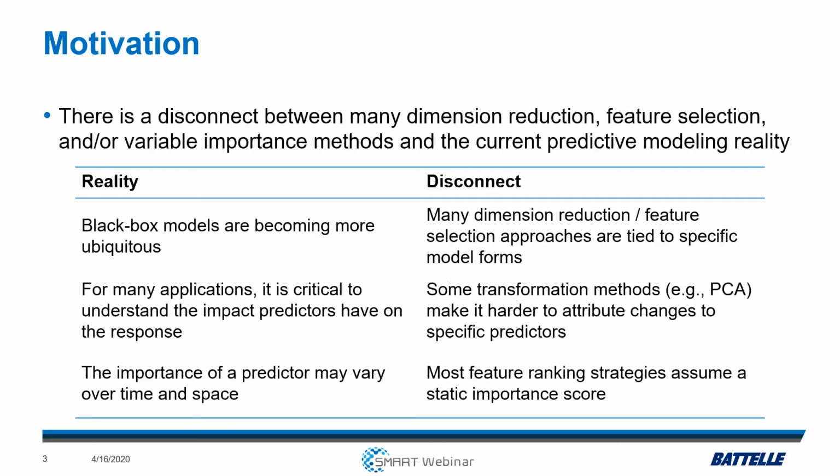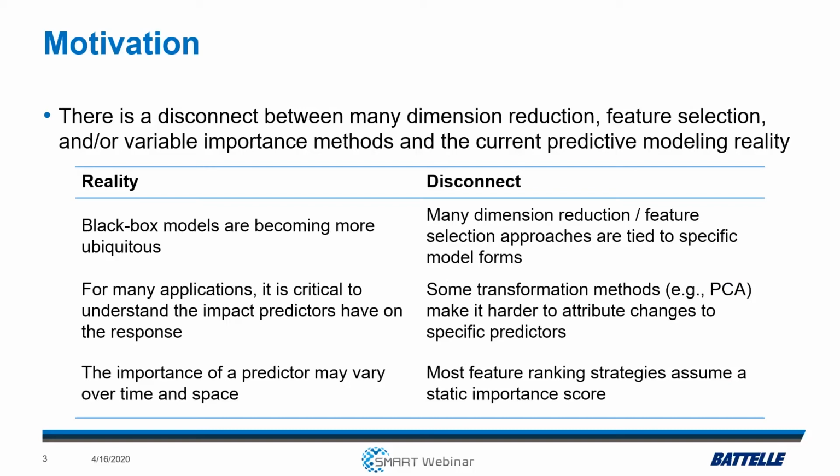Okay, so a typical way people will deal with this is by doing feature selection, or dimension reduction. You want to take all the predictors that you have and reduce them down to a smaller number. A lot of the popular approaches that are out there tend to have some disconnect with what the current reality is. First of all, we're using black box models a lot more, and many of these methods are tied to specific types of models. And so if you're using that type of model, it's great. But if you're using some other model, the approach doesn't apply anymore.